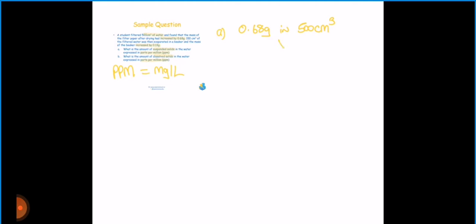So the first thing I'm going to do is multiply everything by 2. So that will give me 1.36 grams per litre. So I have the litre part of my parts per million now. I need to now convert my grams to milligrams, and to do that I know that I can multiply by 1000. So if I multiply by 1000, I get 1360 milligrams per litre, and milligrams per litre is the same thing as parts per million. So my answer is 1360 parts per million.